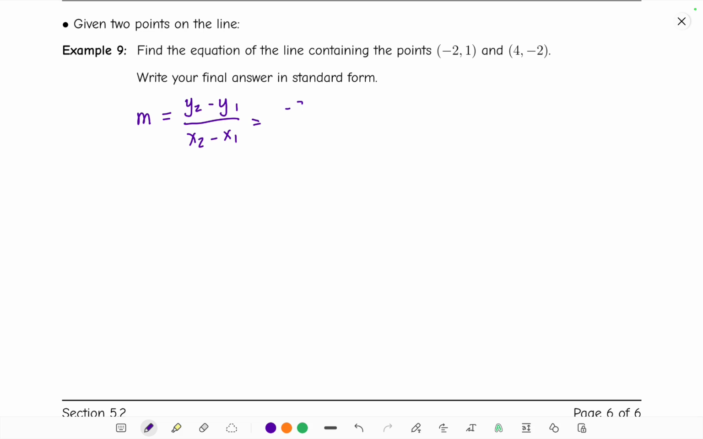So y2 is negative 2, y1 is 1. x2 is 4, x1 is negative 2. Negative 2 minus 1 is negative 3. 4 minus negative 2 is 6, and then negative 3 over 6 is negative 1/2. So now that we have the slope, and we have 2 points, neither of which are the intercept, we're going to use point-slope form again.